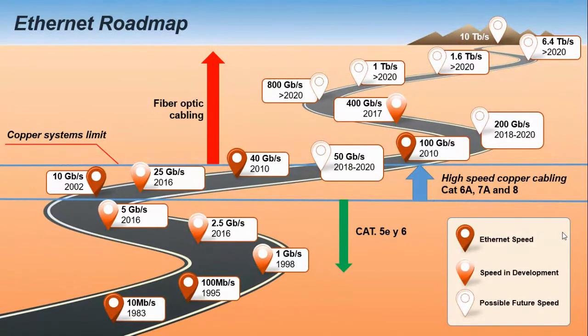Now, the roadmap we have on screen right now shows the evolution of the Ethernet interfaces over time. So, beginning in 1983, the first interface standardized was that of 10 megabits per second. Back then, Ethernet was not the only technology which was available for LANs.